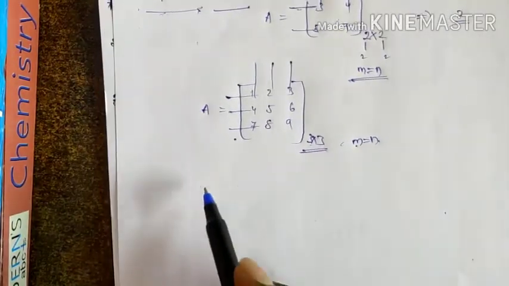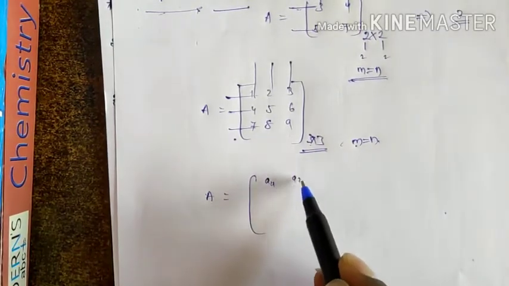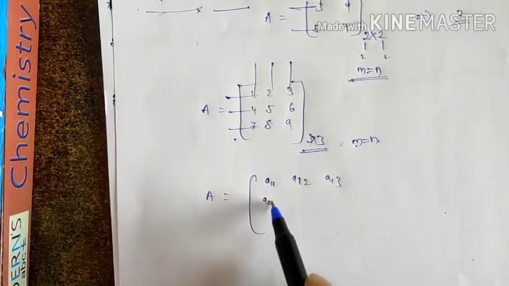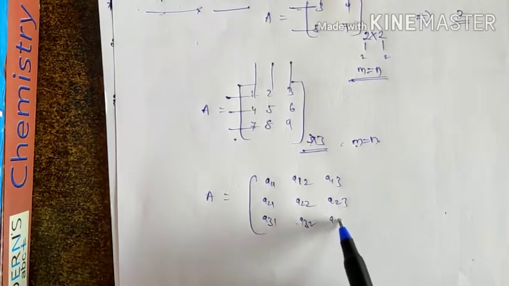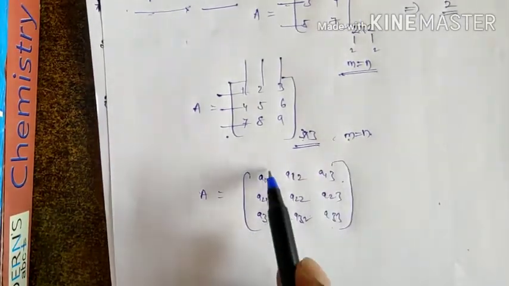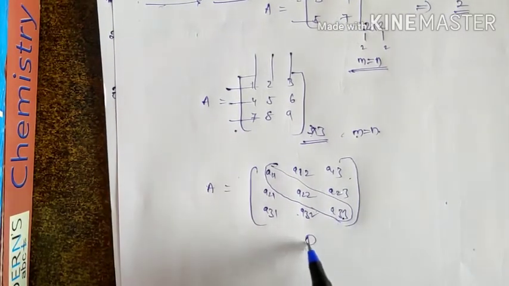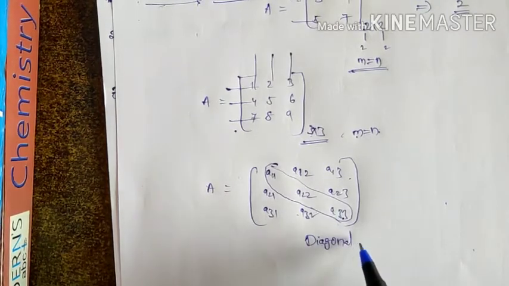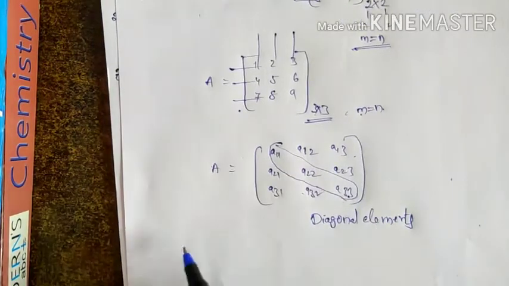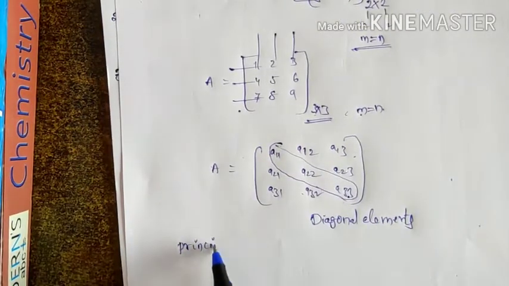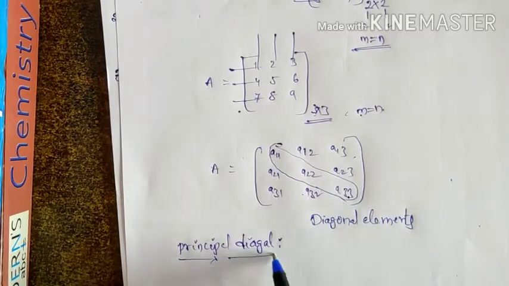Suppose in general the matrix we can represent like this. Suppose the matrix is A11, A12, A13, A21, A22, A23, A31, A32, A33 like this. So here these elements A11, A22 and A33 are called diagonal elements. So this is the principal diagonal, right? So the definition of principal diagonal, once see principal diagonal. These points are important to define the remaining matrices.